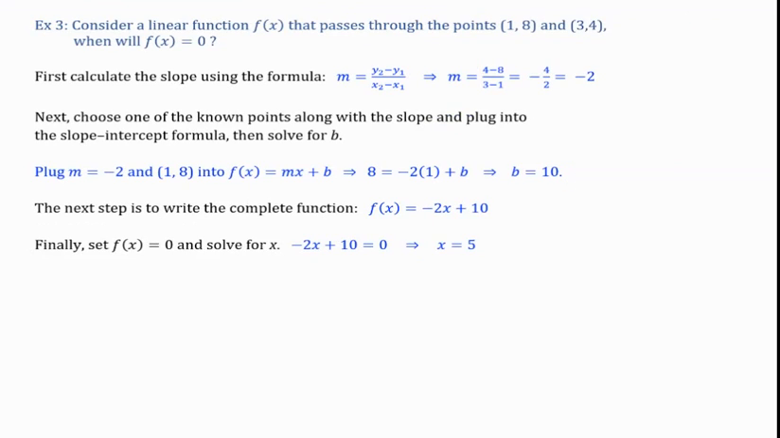Here in example 3, we are asked to consider a linear function f of x that passes through 2 points, (1, 8) and (3, 4). And using those data points, we are asked when will f of x be equal to 0. So we can use the points to calculate slope and then solve for the b value in the mx plus b equation.